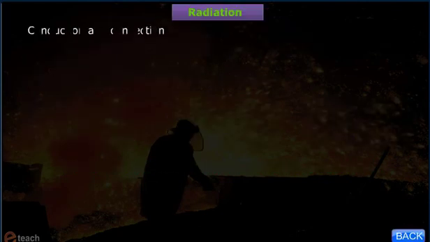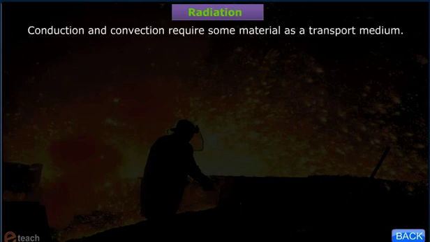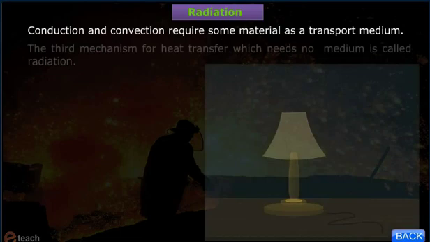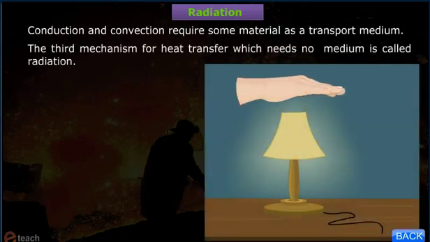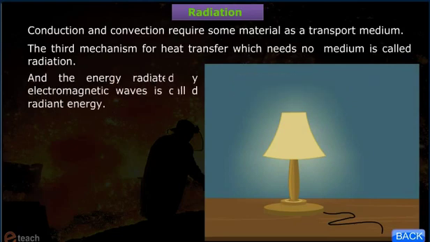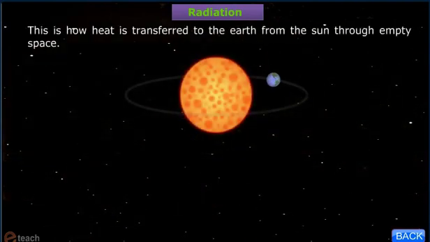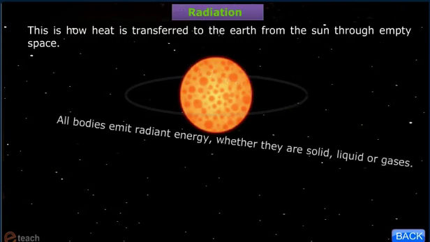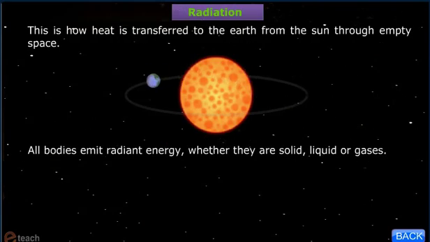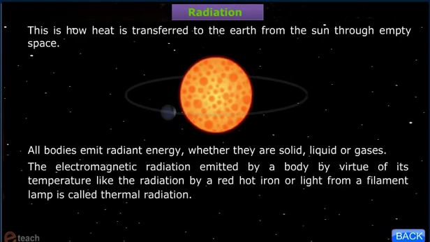Radiation. Conduction and convection require some material as a transport medium. The third mechanism for heat transfer, which needs no medium, is called radiation. The energy radiated by electromagnetic waves is called radiant energy. This is how heat is transferred to the earth from the sun through empty space. All bodies emit radiant energy, whether they are solid, liquid or gaseous. The electromagnetic radiation emitted by a body by virtue of its temperature, like the radiation from a red-hot iron or light from a filament lamp, is called thermal radiation.